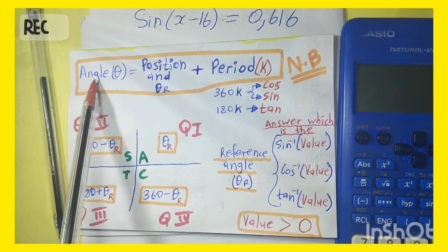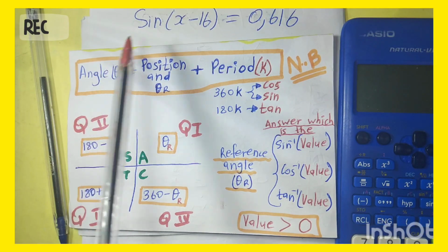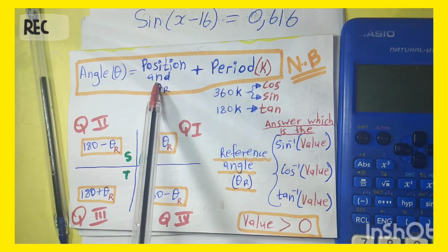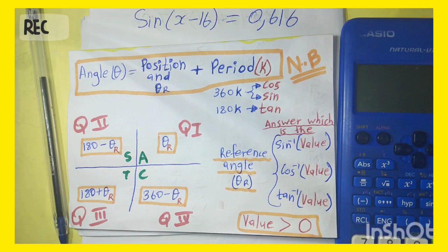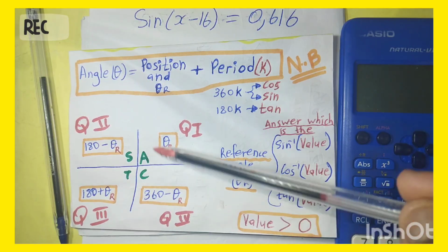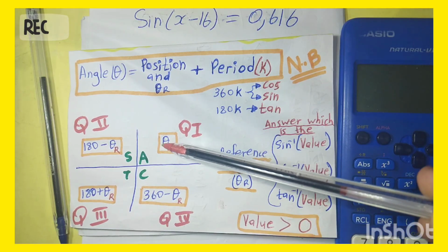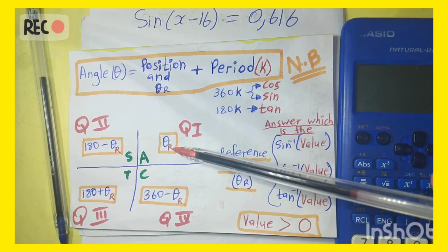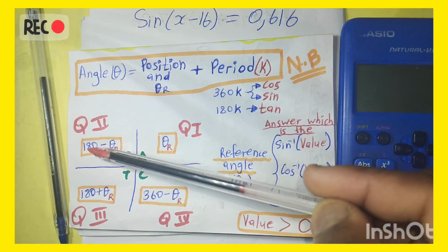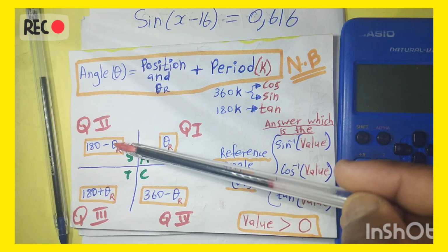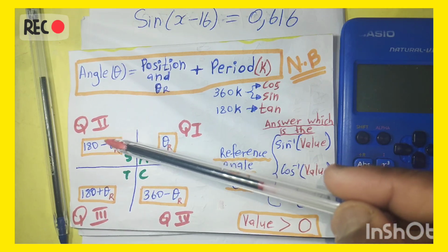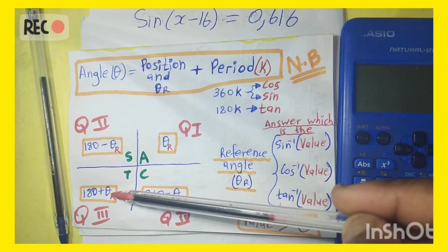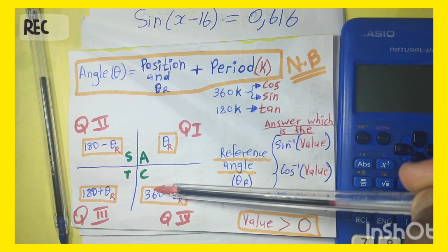So the angle, guys, you will just get it from the question. Position and the reference angle, you get them from your Cartesian plane. This one is the position on the first quadrant, and at the same time it's your reference angle. This one is the position and the reference angle on the second quadrant. Here it's the position on the third quadrant and the reference angle, and the position on the fourth quadrant and the reference angle.